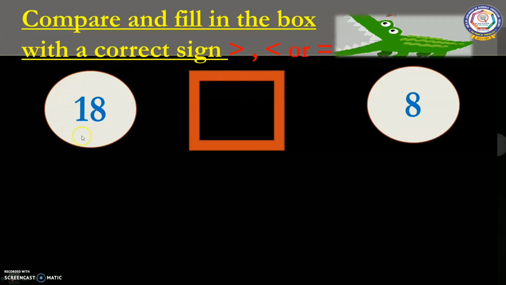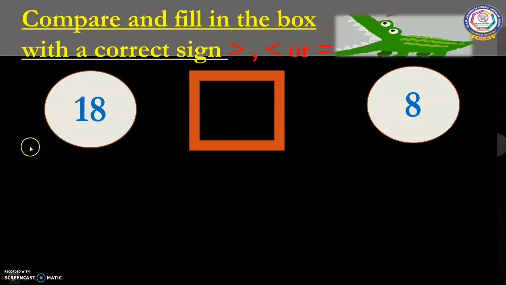Children, first we have to compare the numbers on both sides and then we have to decide what symbol will come in the box. See here, this side we have 18 and this side we have 8. First we have to check the digits. How many digits are there? Here we have a 2-digit number and this side we have only a 1-digit number. So from this itself we can find out easily that 18 is greater than 8.